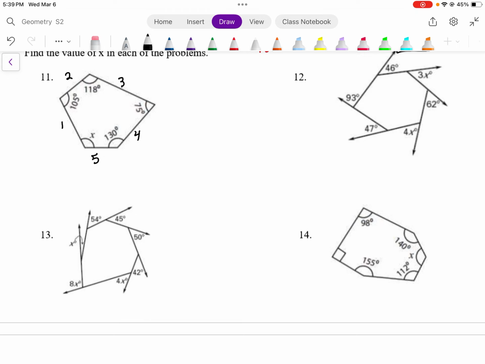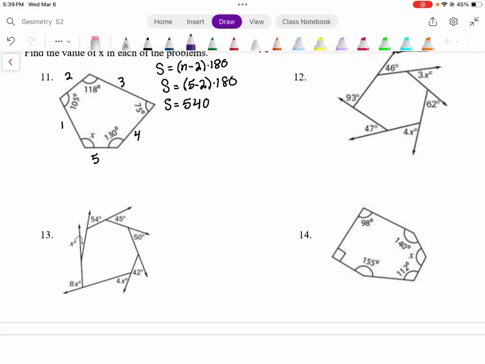So they told us what all the angle measurements are. We need to figure out what they would add up to equal. So we're going to use our sum formula, n minus 2 times 180, to figure out what the sum of these inside angles would have to equal. Because there's 5 sides, we would do 5 minus 2 times 180, and that comes out to being 540.